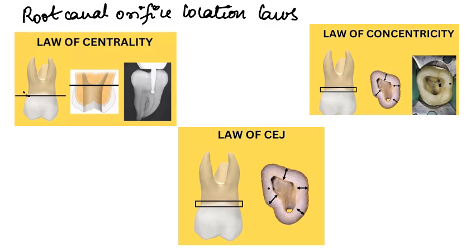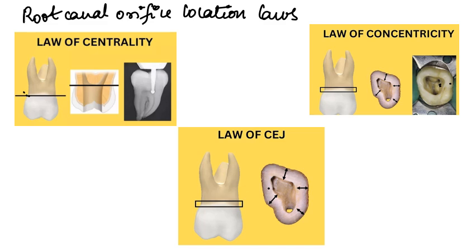So first is the law of centrality. They are telling that your root canal orifices will always occur exactly at the center of the tooth at the level of the CEJ. Okay. The black line which you see now, that's the center of your tooth, and exactly at the level of CEJ you will be having your orifices also. Now, law of concentricity. What is concentricity? See, when you do an access cavity, always remember your walls of the access cavity will always be parallel to the external surface of the tooth.